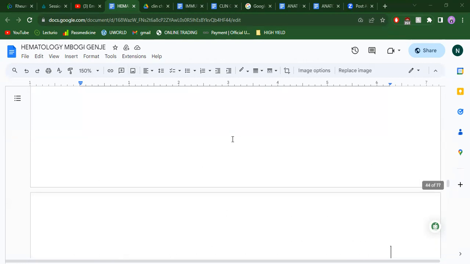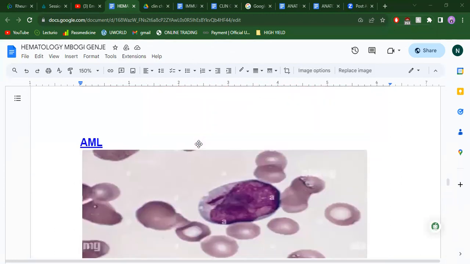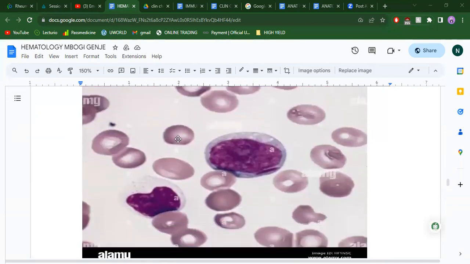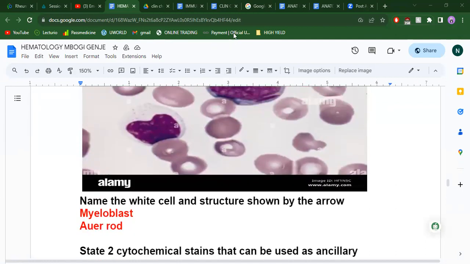I've seen a question for this. Someone is asking, so periodic acid-Schiff can't be an answer? No, if it were ALL, that is when periodic acid-Schiff is positive. And this is AML, so it will be negative. So we're looking for the cytochemical stains that will show positive for this cell.